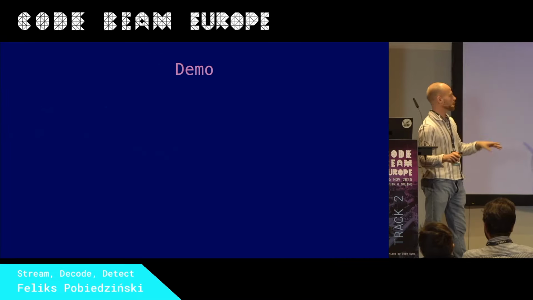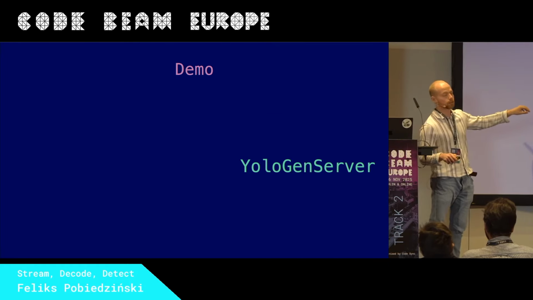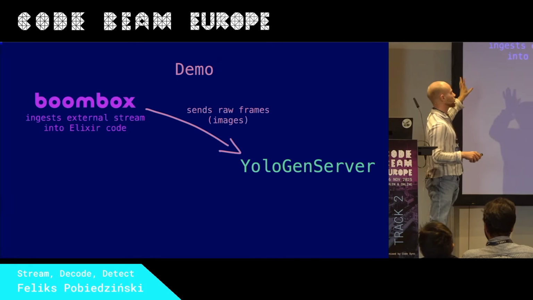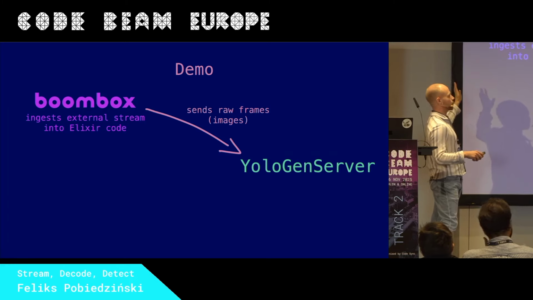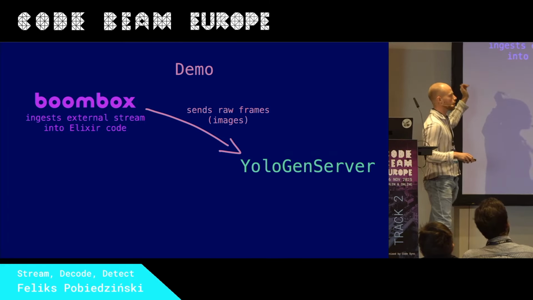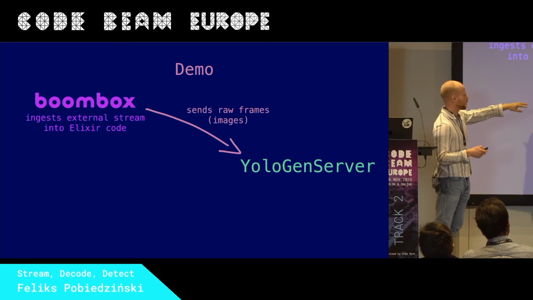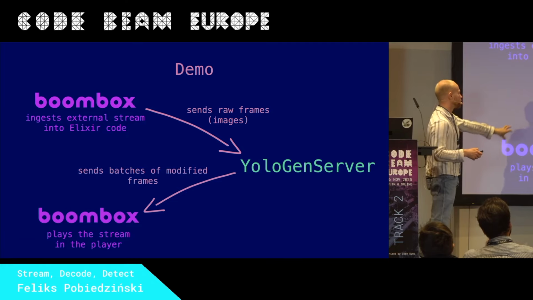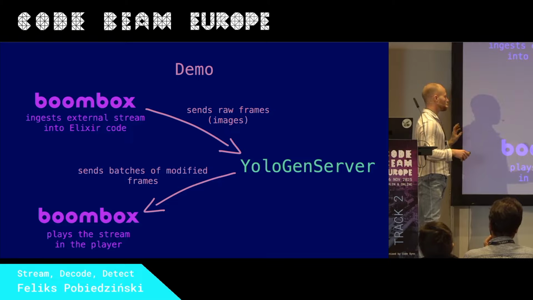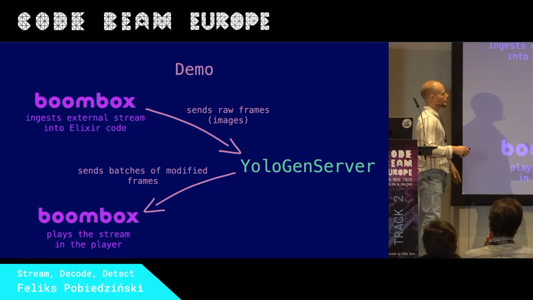So, to sum it up, in my demo, I will spawn the YOLO GenServer that will work as I described. Then I will start Boombox, which will take the external stream and send raw frames directly to the YOLO GenServer, and the YOLO GenServer will send modified frames to Boombox playing the stream.